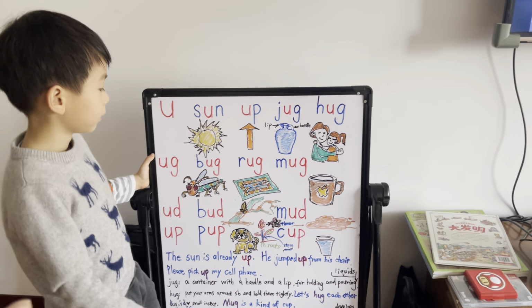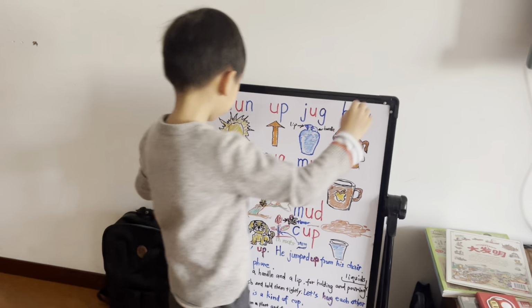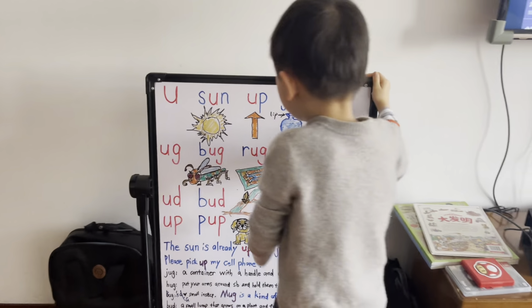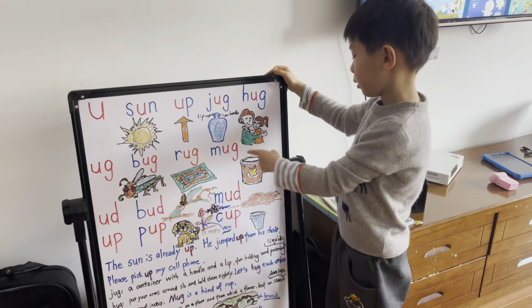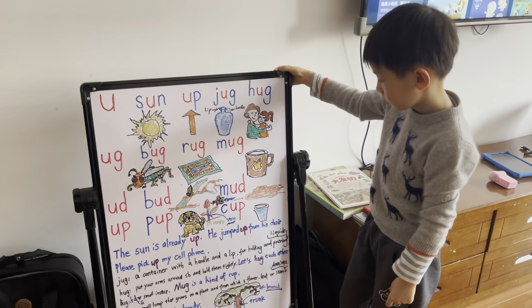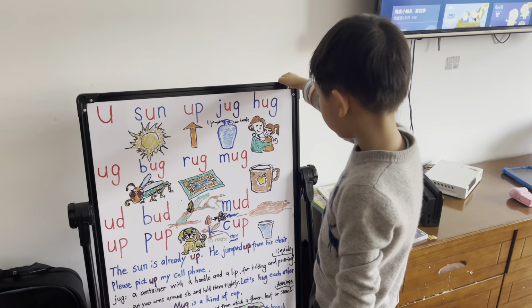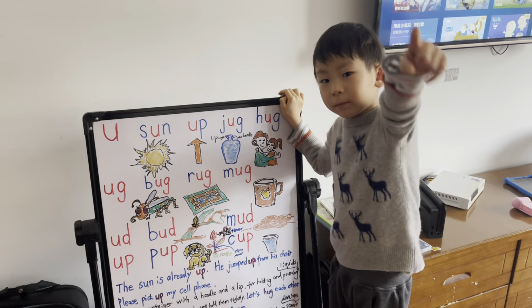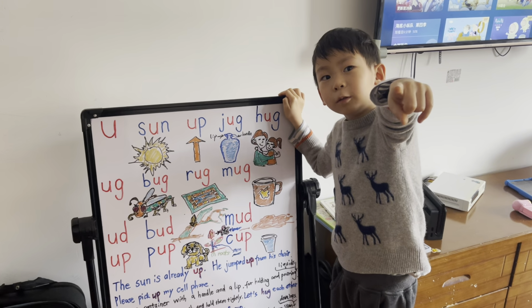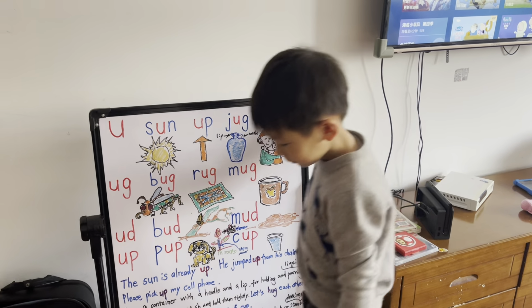Bug. Bug means a small insect. Are you clear? Rock, okay. Mug. Mug is a kind of cup, okay? Do you have a mug? I have a mug.